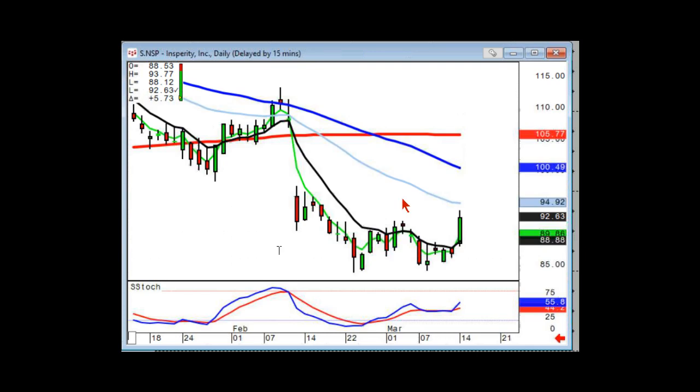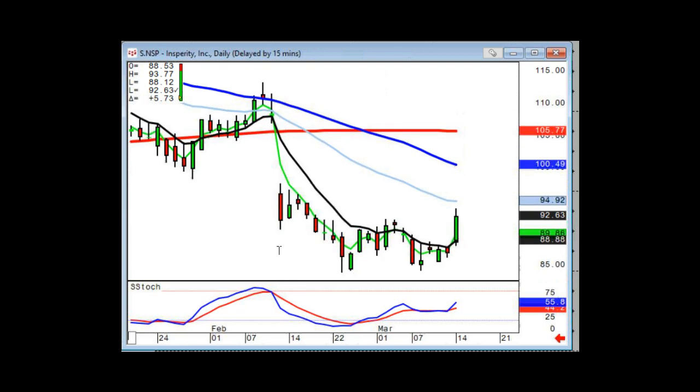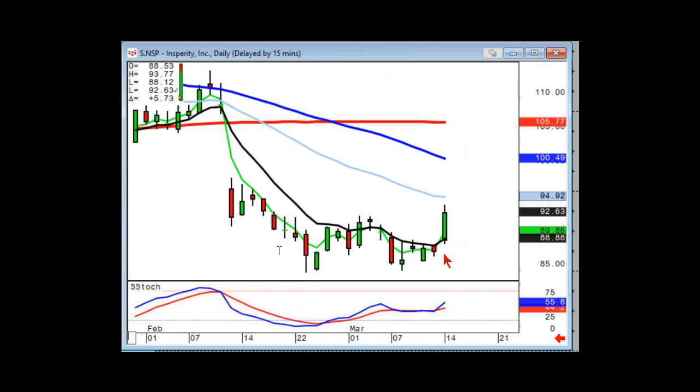And NSP, I would kind of put this in a little classification of a trend kicker signal, double bottom. That implies there's some good upside.